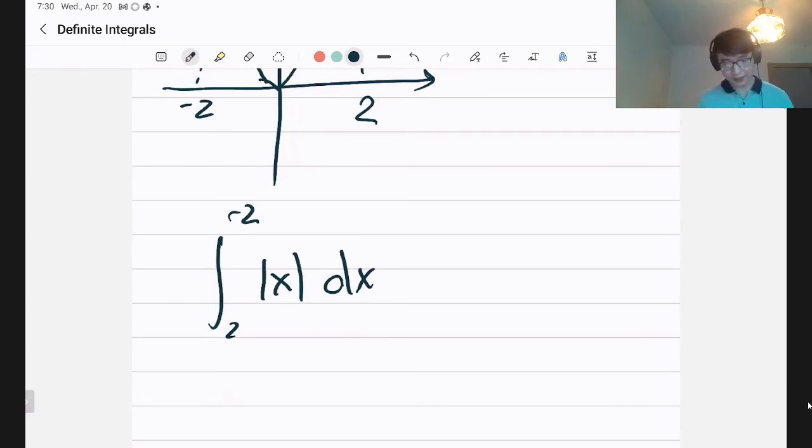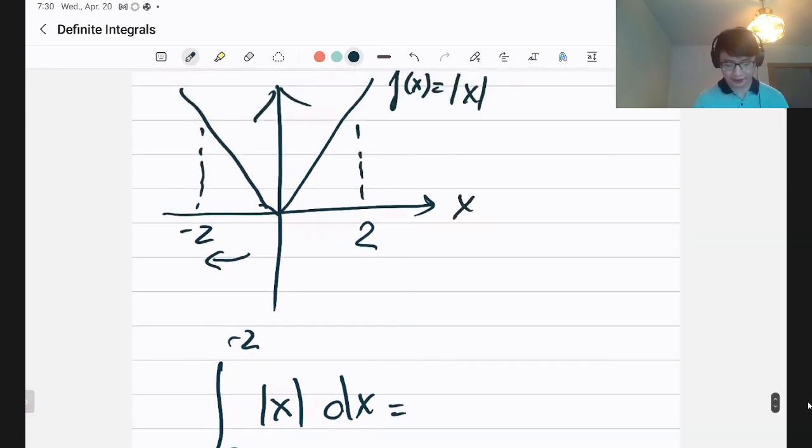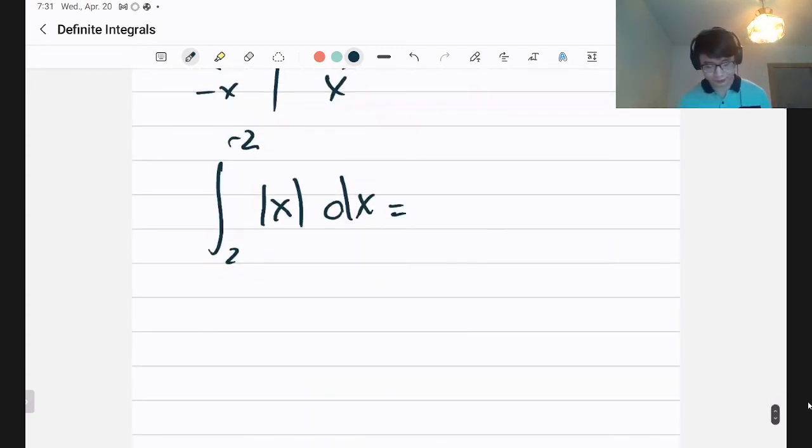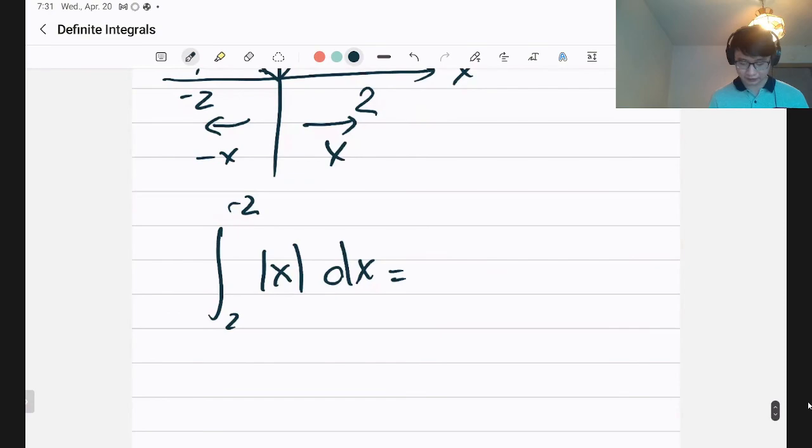The trick for absolute value is that if x is on the negative side, the value is negative x. That's obvious, right? If it's on the positive side, then the value is positive x. How are we going to do this?